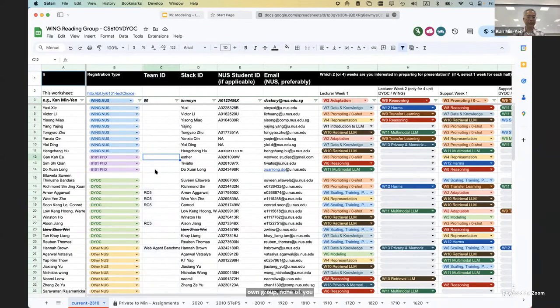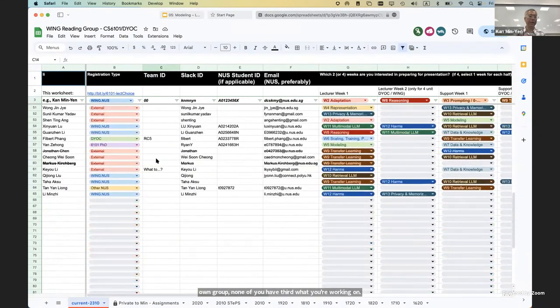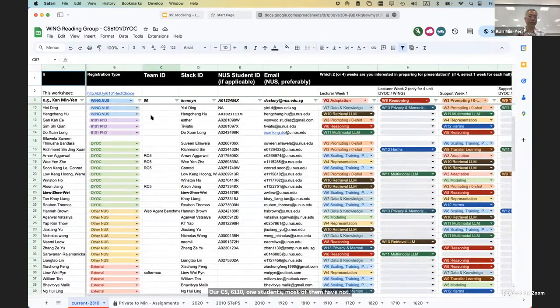Our CS6101 students, most of them have not, all of them have not declared what they're working on. So you'll need to fill out this column. The only thing is, please try to keep it consistent. If you're working with one group, use the same identifier for everyone in the group, okay?